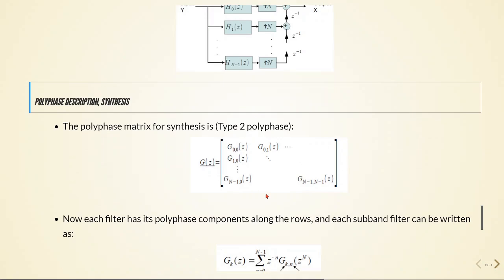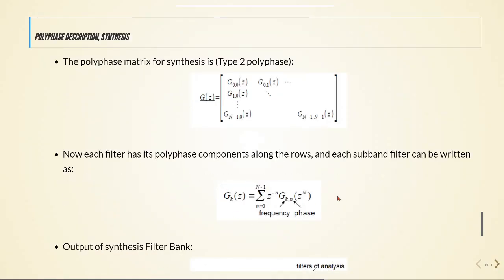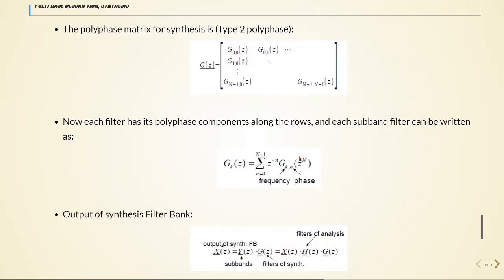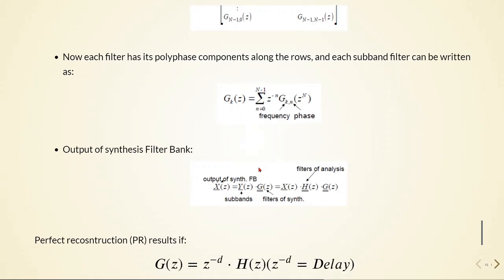So we will also have the polyphase matrix for synthesis. This is a type 2 polyphase, and each filter has its polyphase components along the rows, and each subband filter can be written with this equation here, where we have frequency and phase, and this sum here. And the output of the synthesis filter bank will be the subbands here. These are the filters of synthesis, and here it's equal to these here.